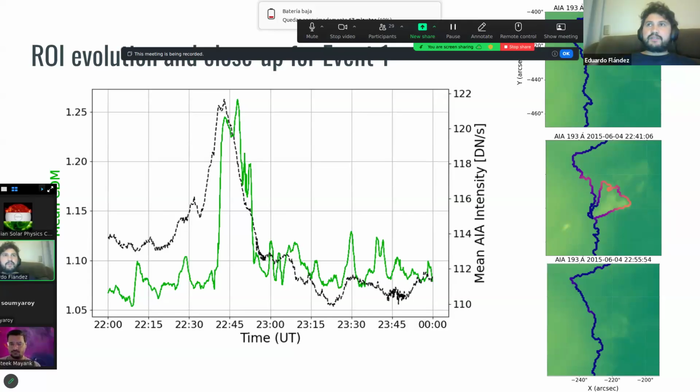Yes, manual was the first approach for this event, because the physical idea is that when we have an interchange reconnection, we have a change in the topology: open magnetic field lines are now closed, and the closed magnetic field lines are now open. So there is an output of plasma. This output of plasma can pressure the different structures in the boundary, and this is the reason why my boundary is changing. Okay, so this was a first approach.